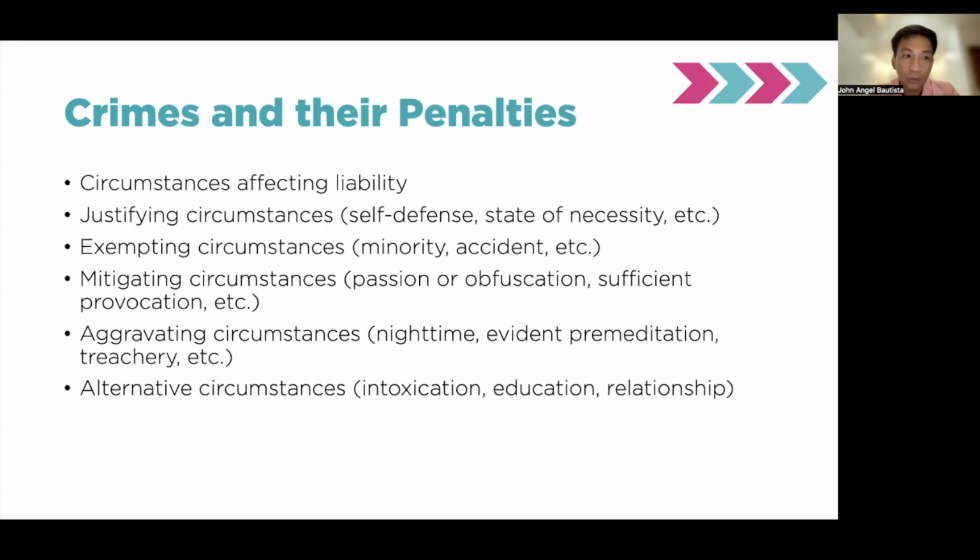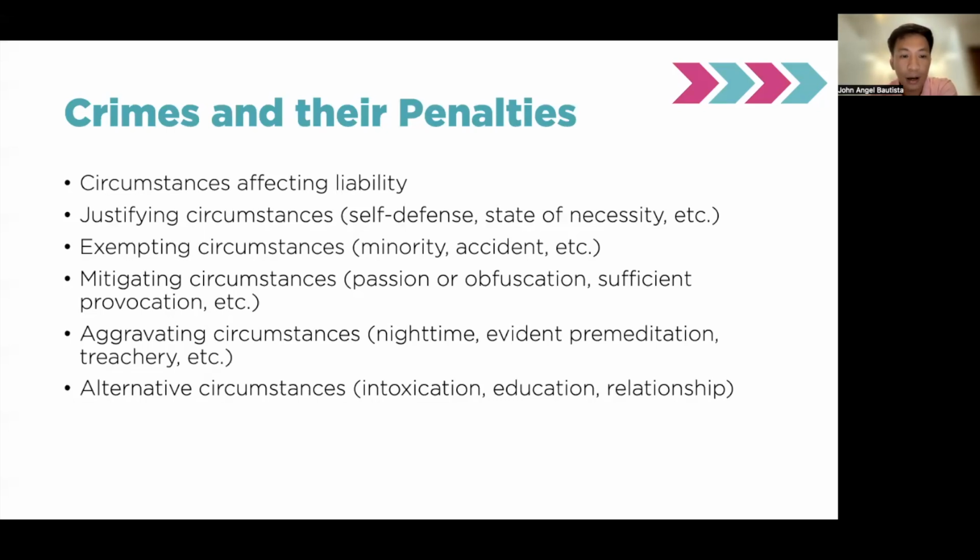Evident premeditation, yung talagang plinano ng maigi yung krimen at hindi lang siya purely out of the blue, no, na ginawa. Talagang pinag-isipan yung gagawin. That makes it more evil. And treachery. Treachery, for example, nakatalikod siya. Tsaka mo sinaksak o tsaka mo binaril without affording him the opportunity to defend himself or herself. That is an aggravating circumstance. And basically, tumataas ang penalty because of these aggravating circumstances.